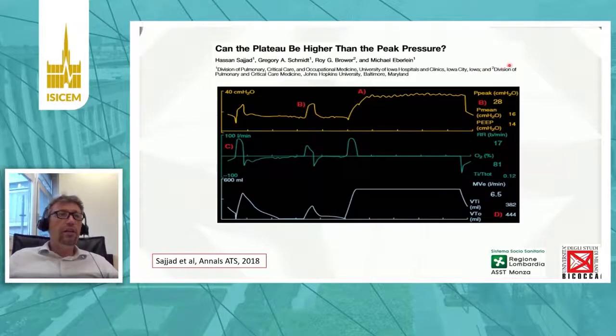It's not just our strange idea. More or less, while we were publishing our first paper on this topic, another paper came out with this very interesting question. Can plateau be higher than peak pressure? And the answer is yes. This is very nicely shown in this paper by Dr. Sayad. And the reason is that this plateau pressure includes also the amount of work that the patient was developing during inspiration, and that was hidden.